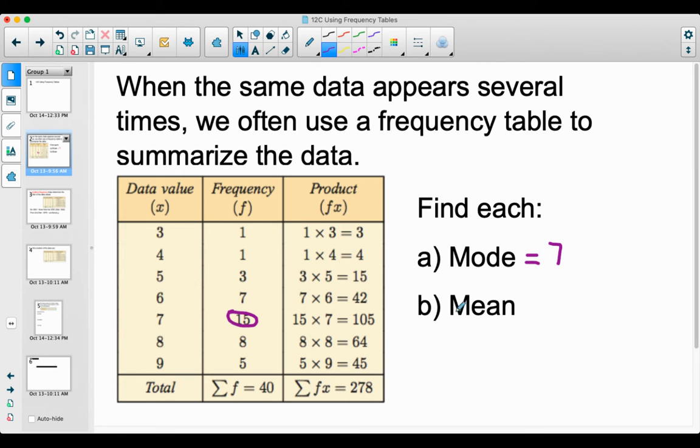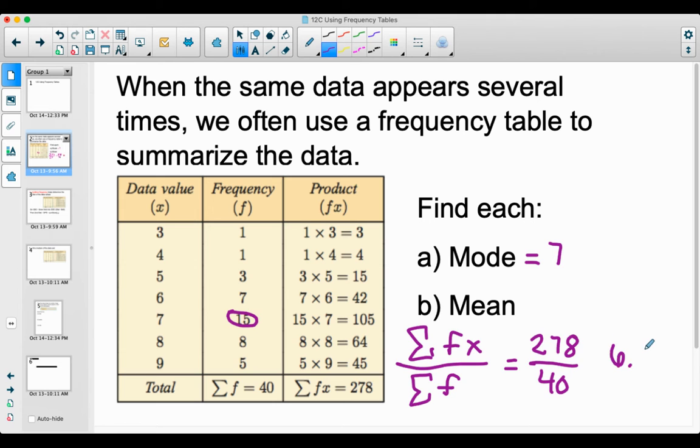And then to find the mean, we know that we add all of our numbers together and divide by the total number. So that means it's going to be the sum of fx divided by the sum of f. So we're going to have 278 divided by 40, and rounded to 3 sig fig, that gives us 6.95. And so that would be our mean. Remember, mean is also x bar. That means the same thing. So you could write x bar equals 6.95. So that's how you can use a frequency table to summarize that data.